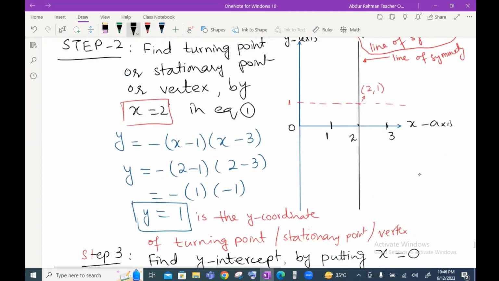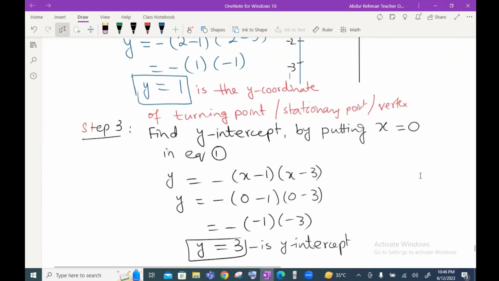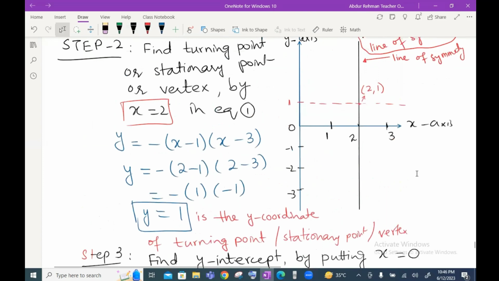So suppose this is y equals minus 1, minus 2, and minus 3 here. Sorry, it was y equals minus 3. Now we have the y-intercept, which is minus 3. We have the x-intercepts, which are 1 and 3, and we have the turning point. So let's start to sketch the quadratic function.